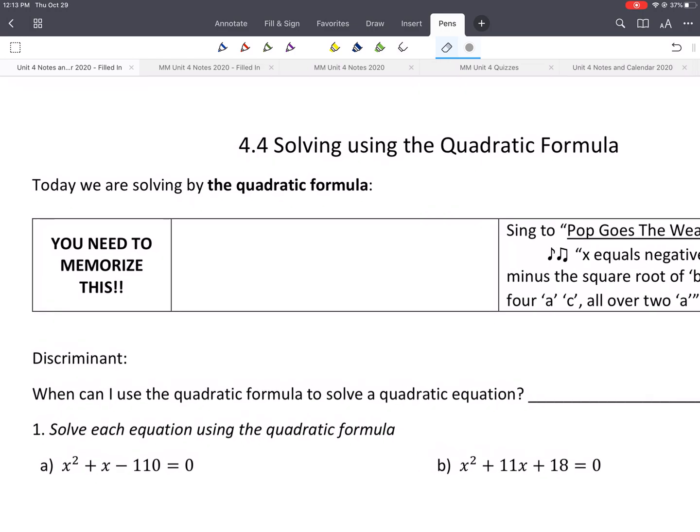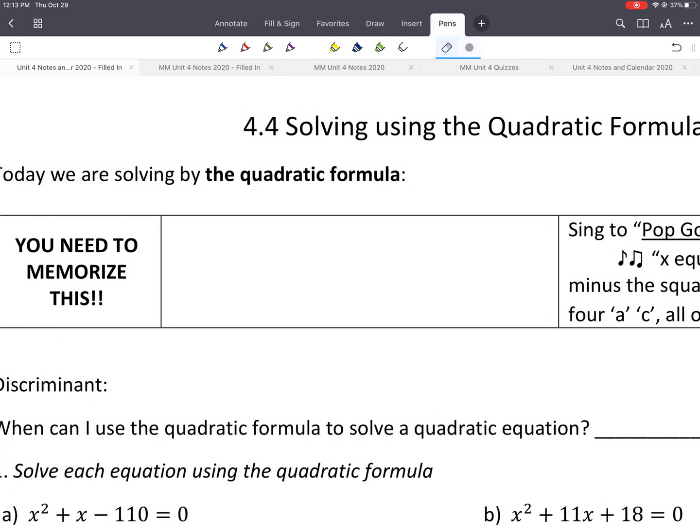So you're going to memorize this formula, and I'll teach you a way to help remember it, because this is kind of a big monster. It's x is equal to negative b plus or minus the square root of b squared minus 4 times a times c all over 2 times a.